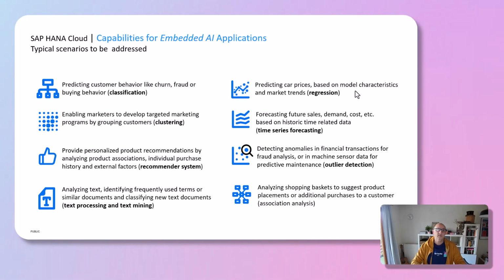Refresher on SAP HANA Cloud AI capabilities. So we speak of capabilities for building embedded AI applications. We refer to that as classic AI scenarios. For example, we speak of classification if we want to predict a categorical value based on our structured features from a table in SAP HANA. We want to predict if a customer is likely to churn depending on the customer attributes, or if a transaction is fraudulent or not, or if a customer is likely to buy a product or not.